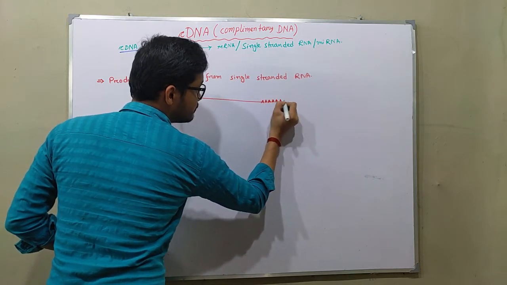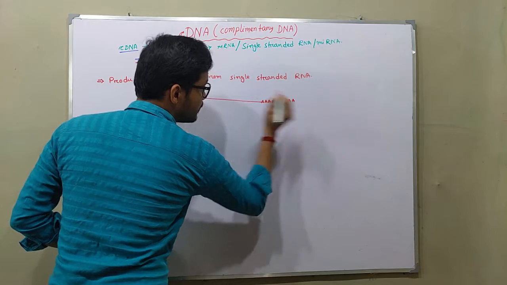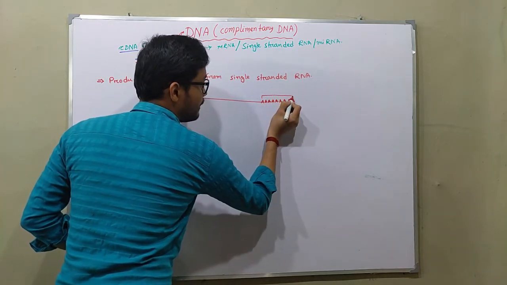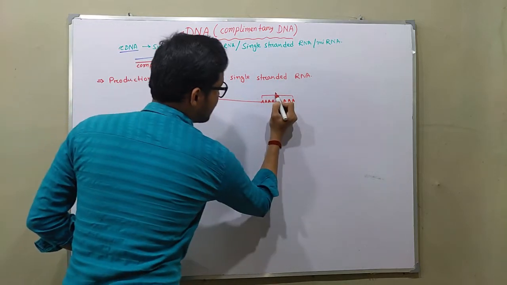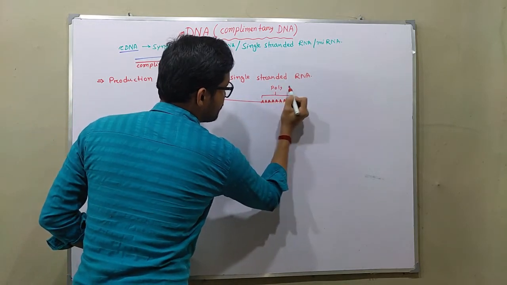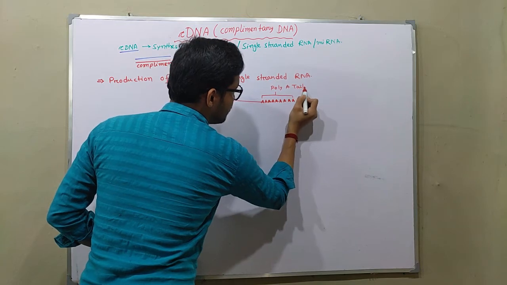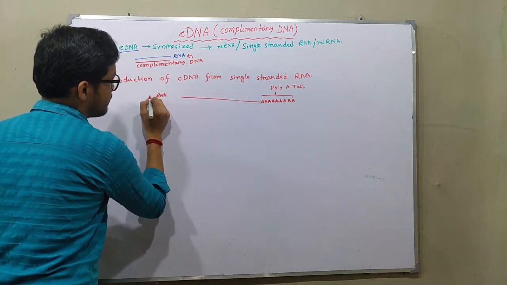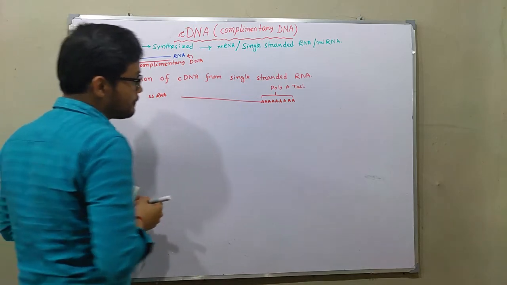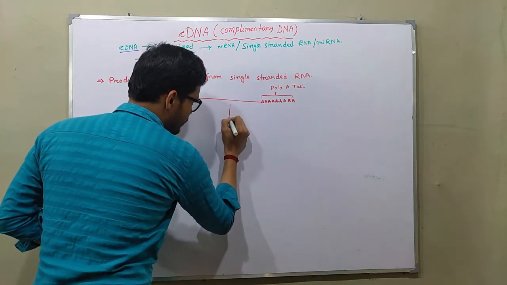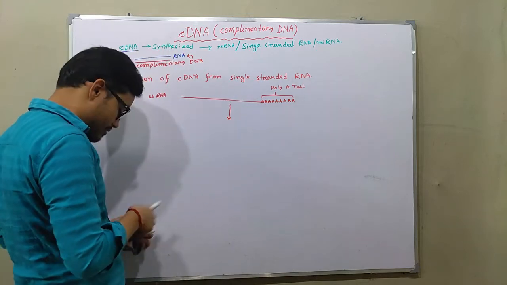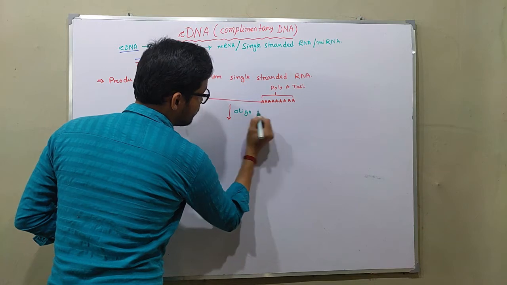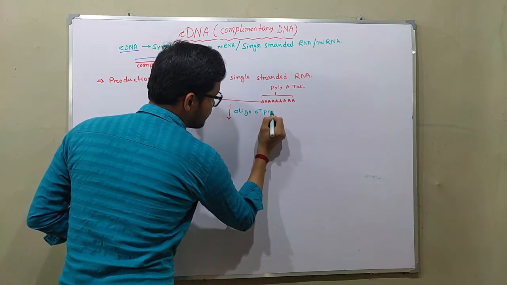poly-A tail. Polyadenylation occurs here and it is known as the poly-A tail. So in the first step, this is RNA, single stranded RNA, ssRNA. In the first step we have to add an oligo dT primer.